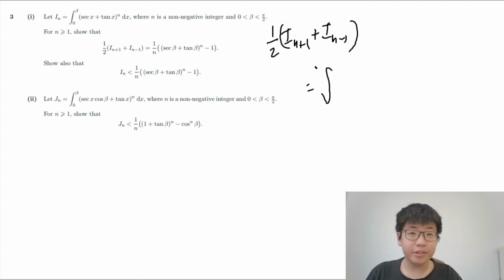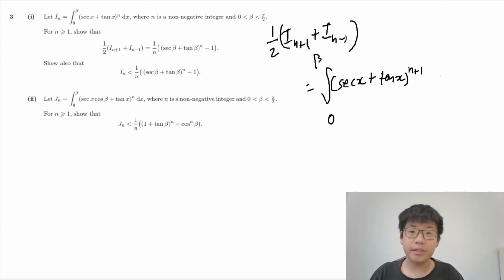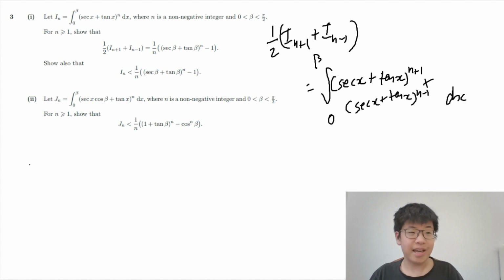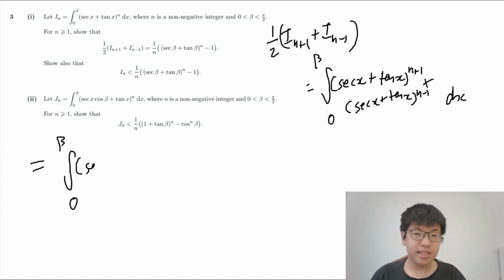So you know the sum rule for integrals, right? It's basically just two integrals. The integral of the sum of the things they are integrating is the sum of the integrals. Makes sense, right? So (sec x + tan x)^{n+1} plus (sec x + tan x)^{n-1} dx. And then this happily goes to be, from 0 to beta, (sec x + tan x)^{n-1}.